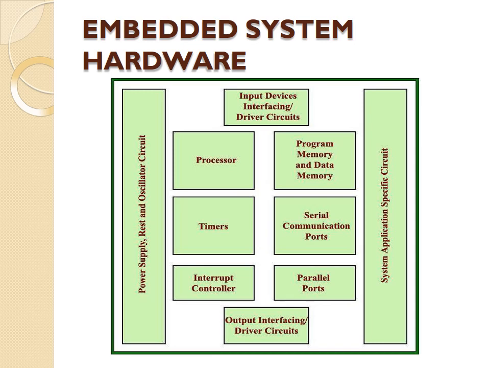So next is the embedded system hardware. Hardware means power supply, reset, oscillator circuits, processor, timers, interrupt controllers, parallel ports, serial communication ports, program memory, data memory, input devices, interfacing, and system application specific circuits. So these are all the hardware components. We are going to explain one by one the necessity of these structural units of an embedded system.